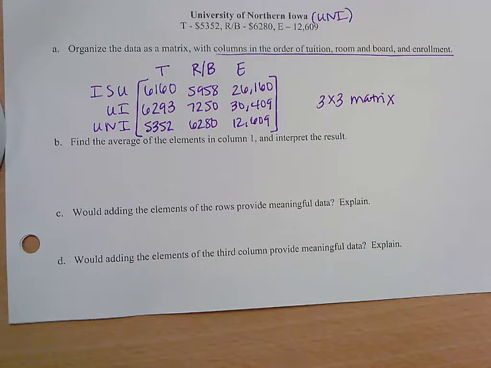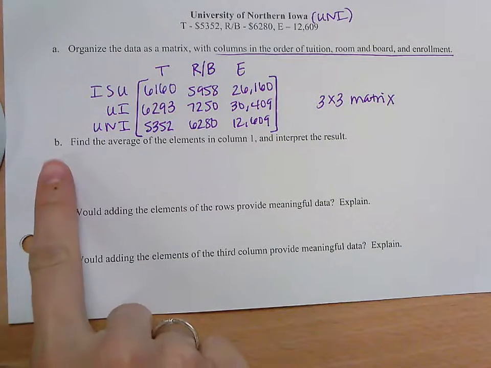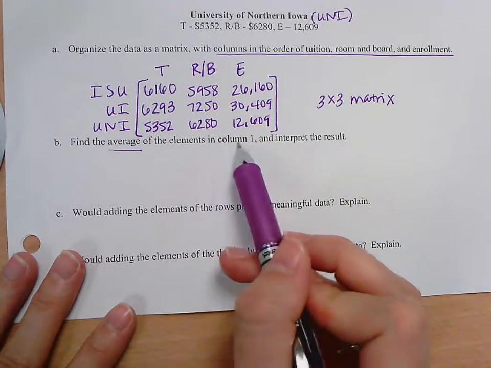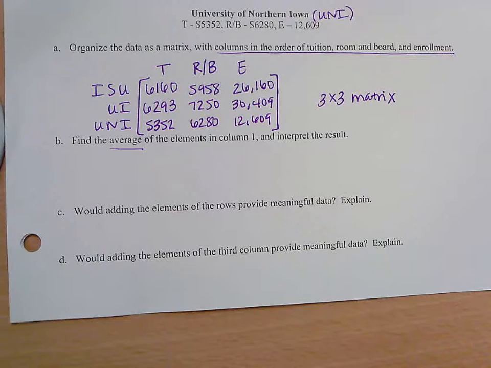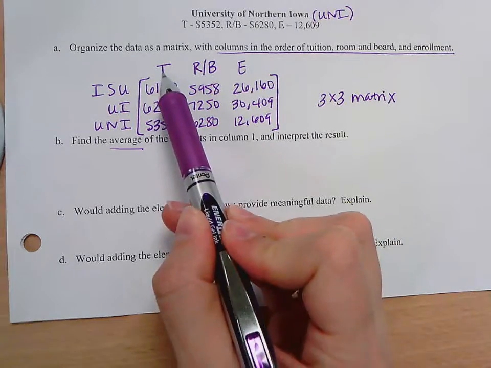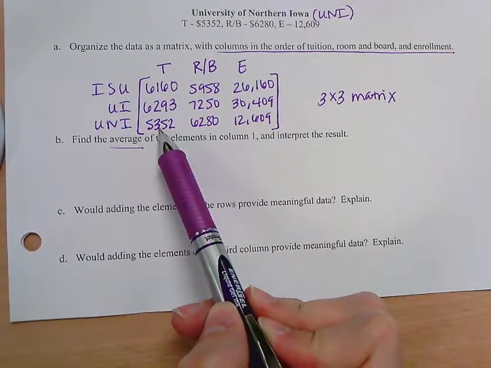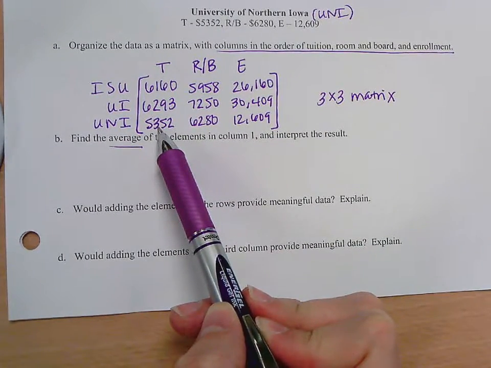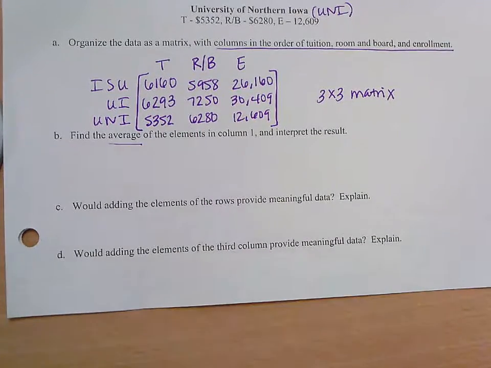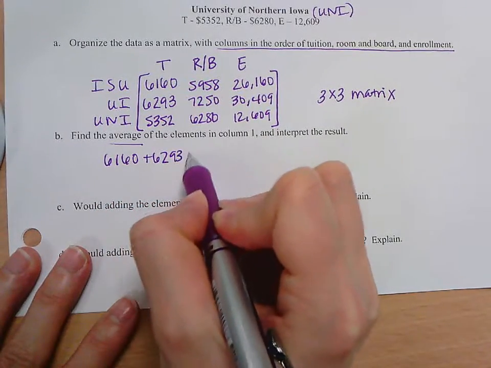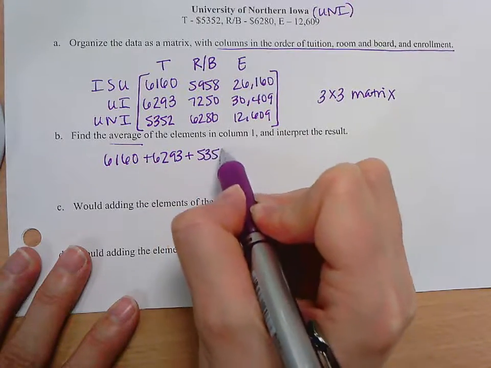Okay, and then we're going to be asked some questions about the matrix and whether or not things make sense as well. So question B, it says find the average of the elements, so the values in column 1, and interpret the result. So if I go to column 1 and I find the average of those 3 elements, how do I find an average? Yep, add them all together, divide by how many there are, which I have 3. So I'm going to write it out. You may not need to for your own notes, but that's up to you.